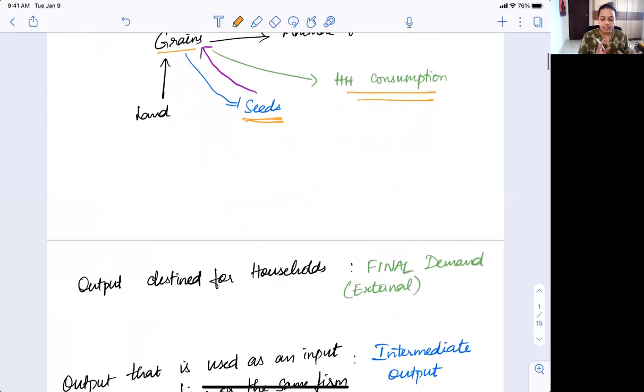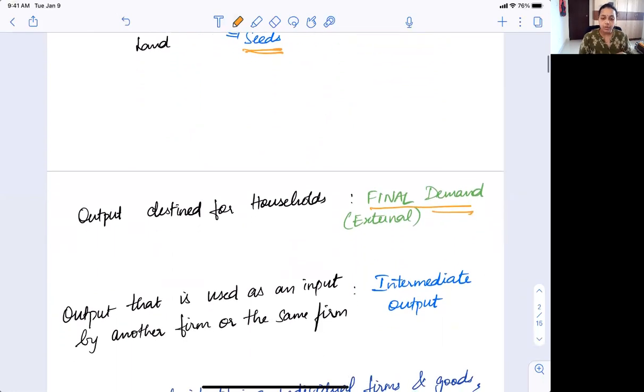So output that is destined for households or the final consumption is called final or external demand. An output that now becomes an input by another firm or by the same firm, think of the food grain example, right? That is then called an intermediate output. So if an output of one industry becomes an input either in its own production, or if it becomes an input in the production of some other industry, then we call it an intermediate output.